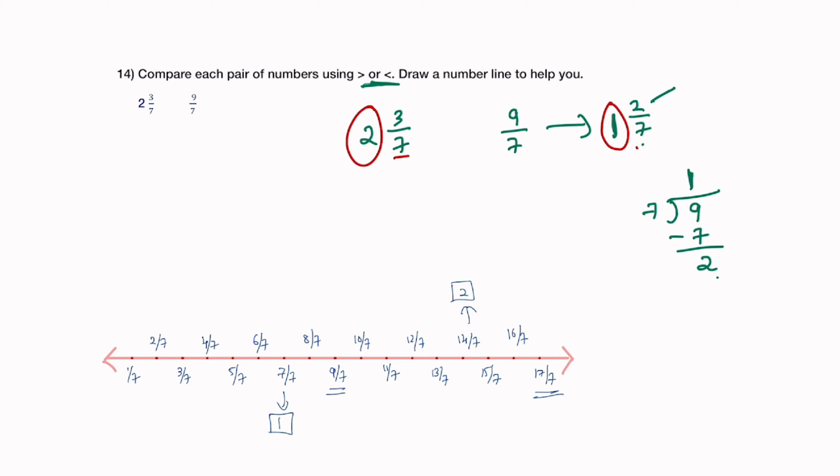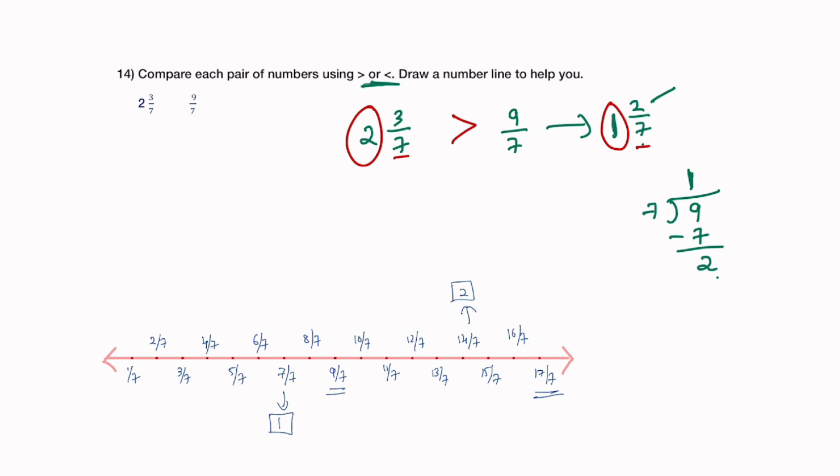And this here is 7, 7, so that's okay. So by looking at this, we can easily say that 2 3/7 is greater than 9/7, right? It's that simple. So we say this is the answer here.